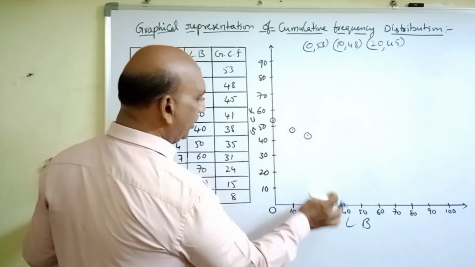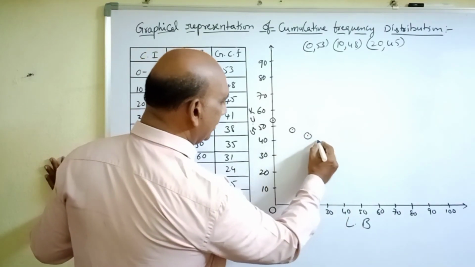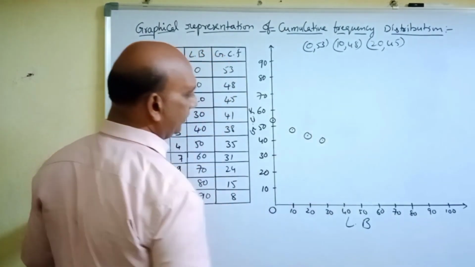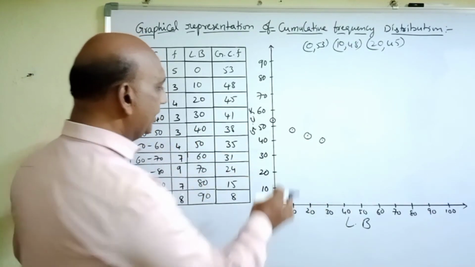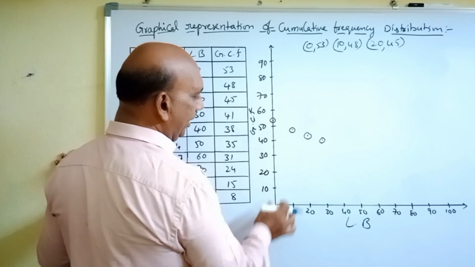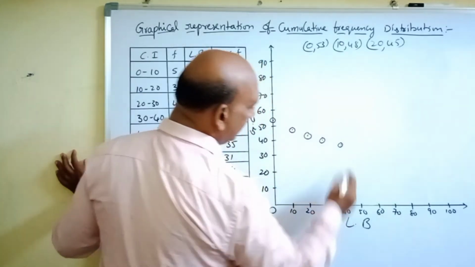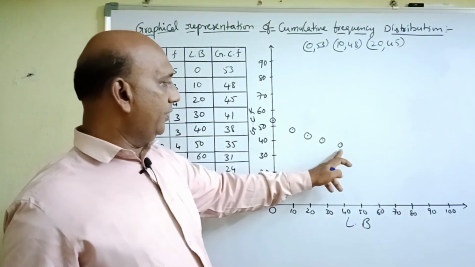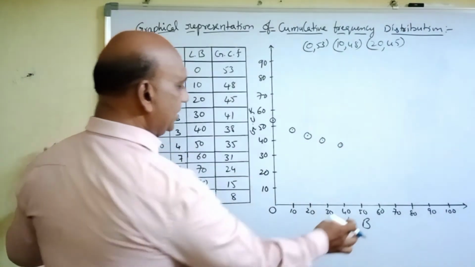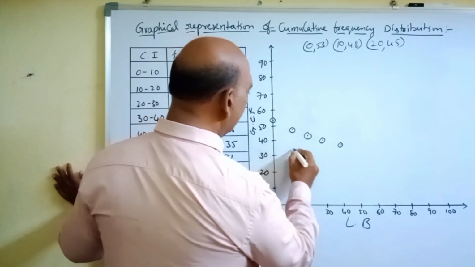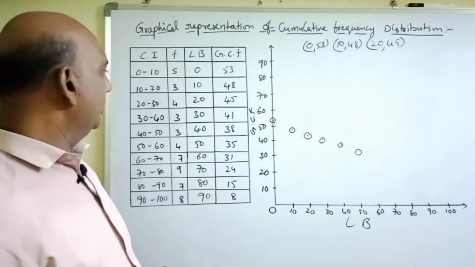So 30 and 41. The point of intersection of the perpendicular distances of these two values, 30 and 41, you will get here. And then 40, 38. This is 40, 38, meaning after 30 at the 8th line. The point of intersection of those two values will be here. And then 50 and 35, between 30 and 40, so we will get this point here. This is the point of intersection of 50 and 35.